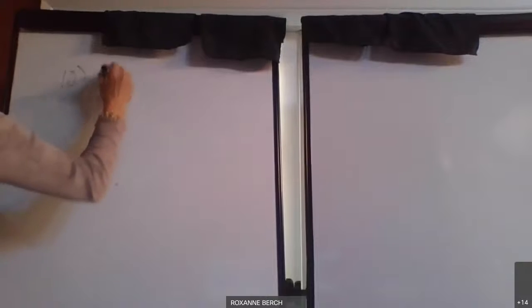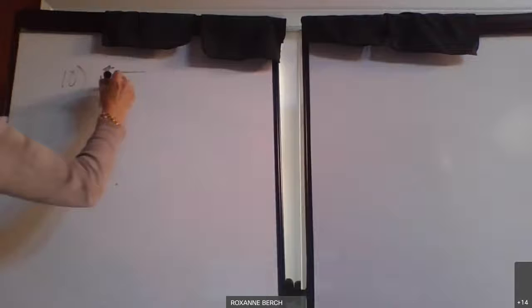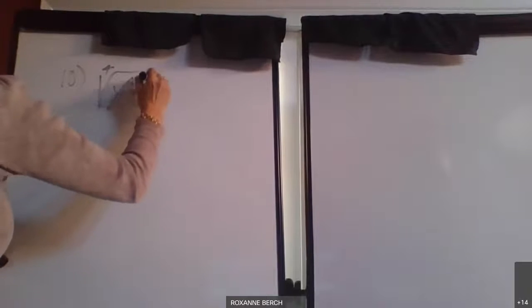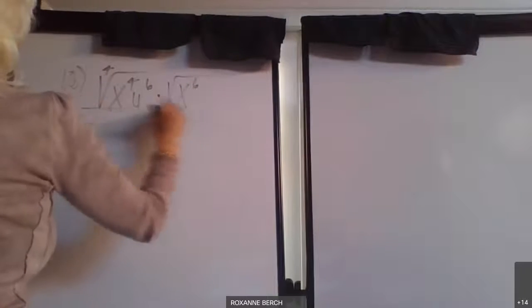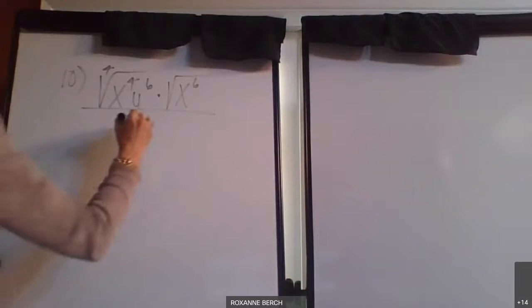Number 10. Okay, it looks like the fourth root of x something. I can't see this thing. x to the fourth, y to the sixth. What is it, times the square root of x to the sixth? And then it's divided by y. Is that correct or no?